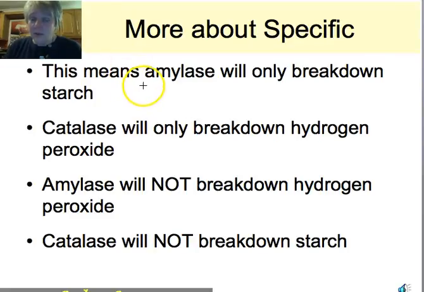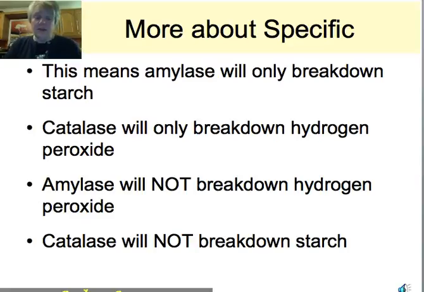So that means that if we try to use amylase instead of catalase to break down hydrogen peroxide, it won't work, because amylase won't break down hydrogen peroxide. Catalase as well, if we try to use that to break down starch, that wouldn't work either. So we're going to move on to the next slide and have a look at another experiment that you might see that involves using amylase.